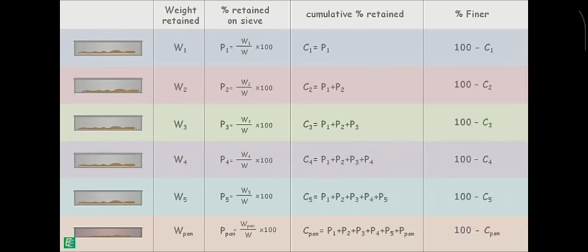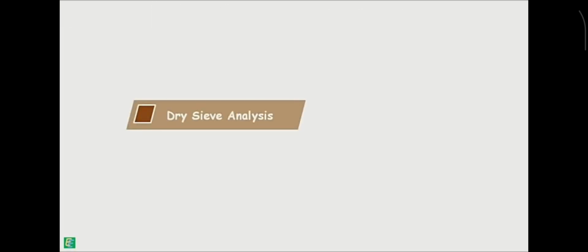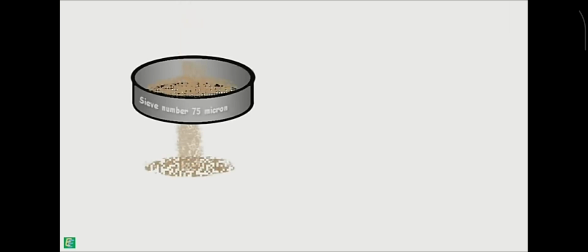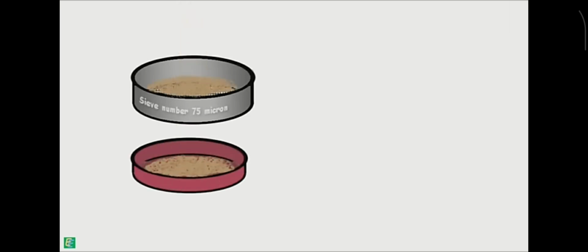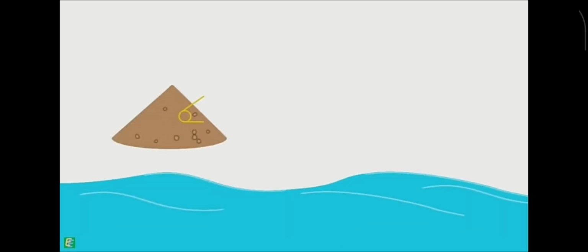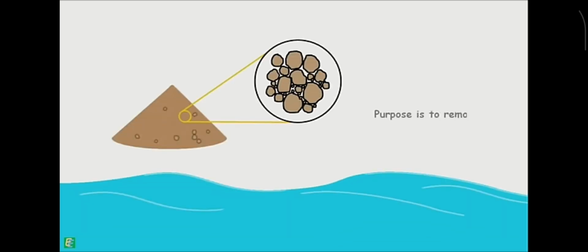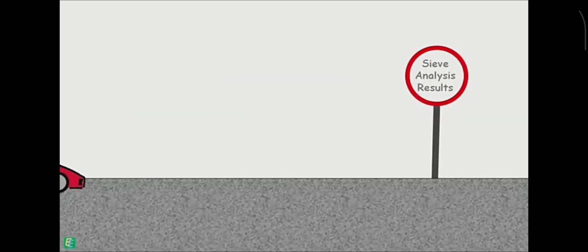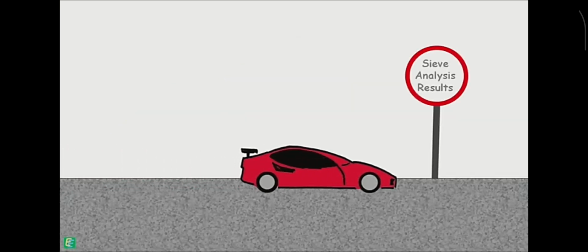The whole procedure we discussed is the dry sieve analysis. The finest sieve used in the analysis is 75 micron. If the portion passing through 75 micron sieve, which we collect in the pan, is substantial, say 5 to 10%, then wet sieve analysis is carried out. The purpose of wet sieve analysis is to remove all the particles which are finer than 75 micron from the sample so that we arrive at the correct sieve analysis results.